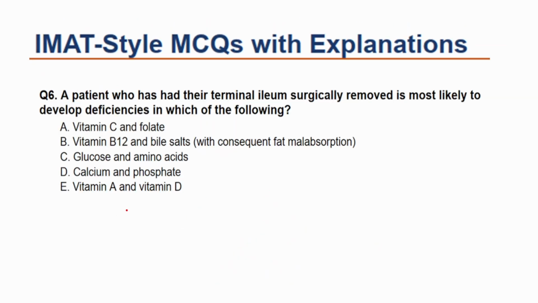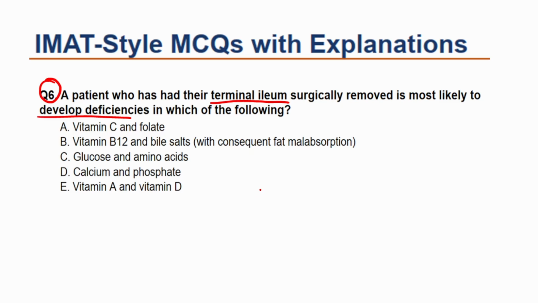Now that we have seen how a localized drop in duodenal pH activates hormone-mediated pancreatic backup, we can progress smoothly to evaluate the systemic clinical collapses that occur when the terminal segments of this pathway are surgically resected. Question 6 reads, a patient who has had their terminal ileum surgically removed is most likely to develop deficiencies in which of the following? The options are vitamin C and folate, vitamin B12 and bile salts, glucose and amino acids, calcium and phosphate, vitamin A and vitamin D.